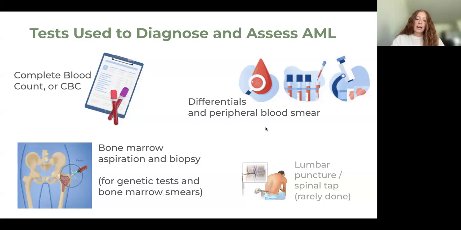And then something that's rarely done, but I wanted to put it in here just in case any of you see that and then freak out and wonder what it is. A lumbar puncture, also called a spinal tap, is sometimes used in AML when your doctor suspects that your AML may be spreading into your brain or your spinal cord. So that's where they take a sample of the fluid in your spinal cord and test it for AML.